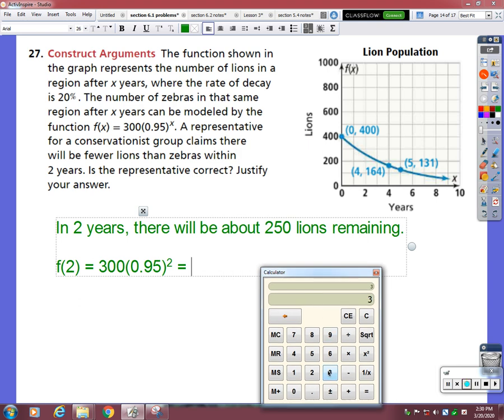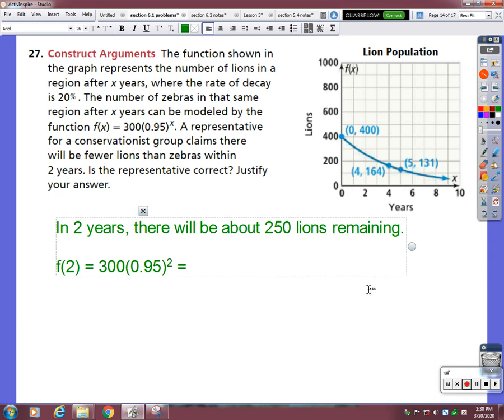Okay, so 300 times 0.95. Uh-oh, this is a very basic calculator. So maybe there's more. Nope, that's backspace. I don't even have an exponent button. Huh. All right, well, that's not worth much.